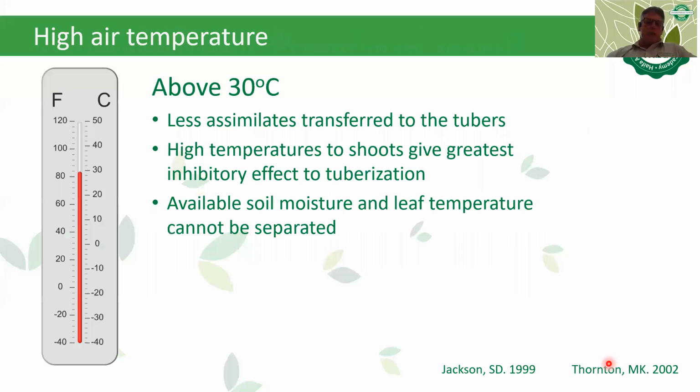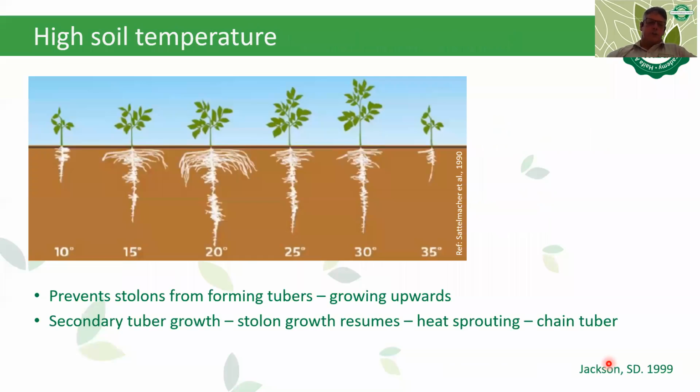High air temperatures, it's not something that we can manage really, unless you can manage it sometimes with a bit of overhead irrigation, you can cool. But basically, you have to know what your temperature or your climate's going to be, and not plant when you're going to have temperatures over 30 degrees, because then you start reducing your yield potential.